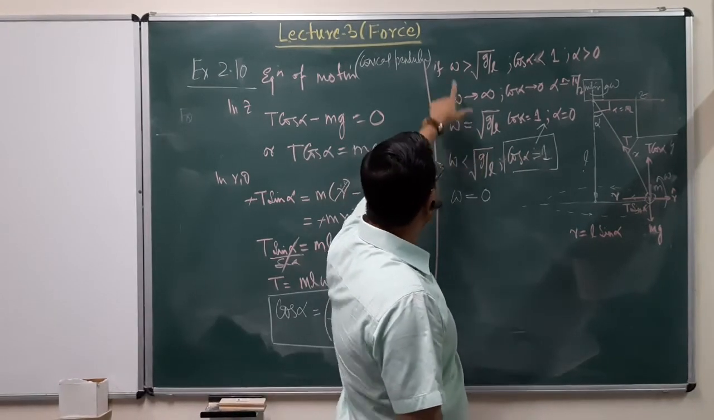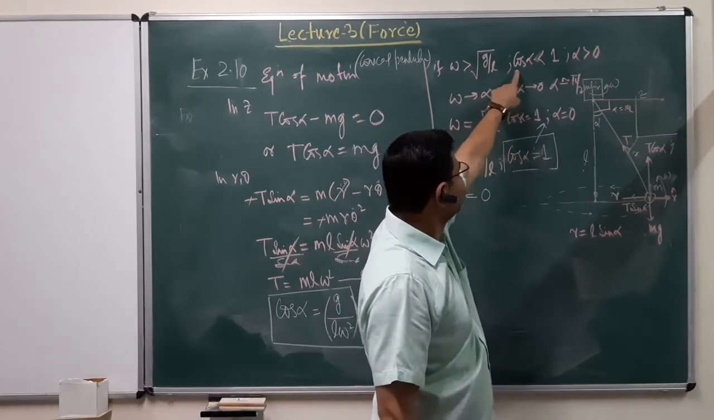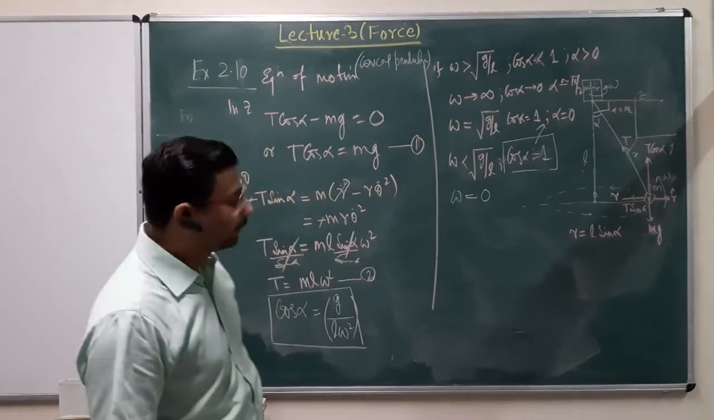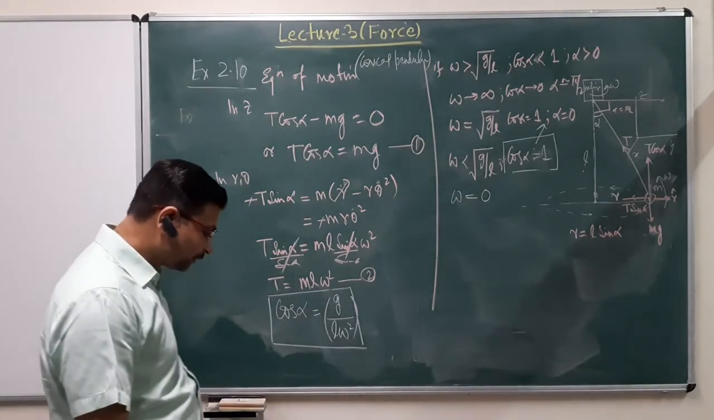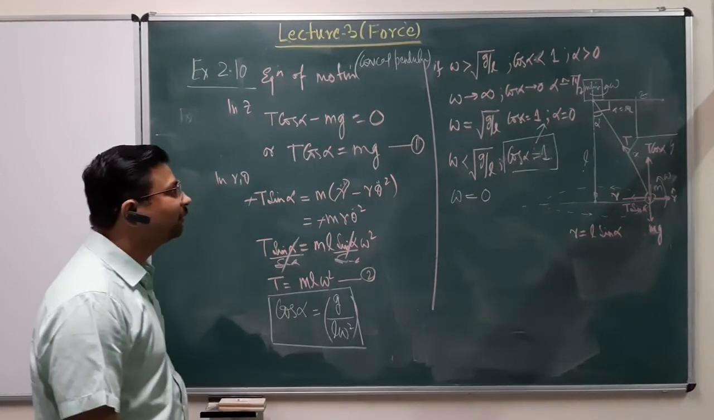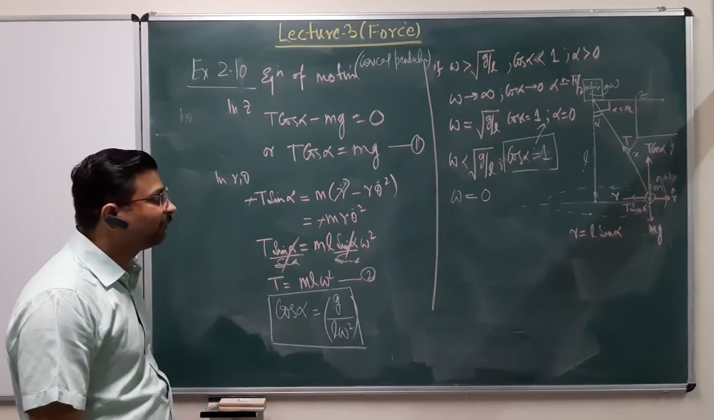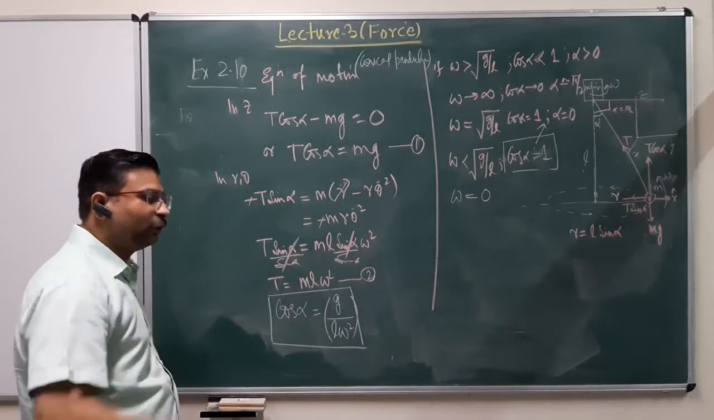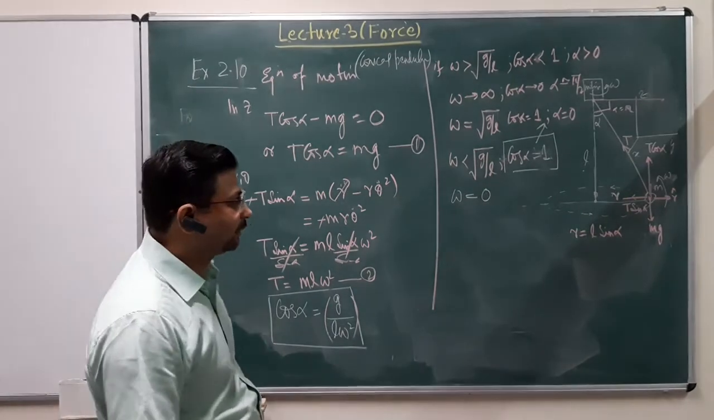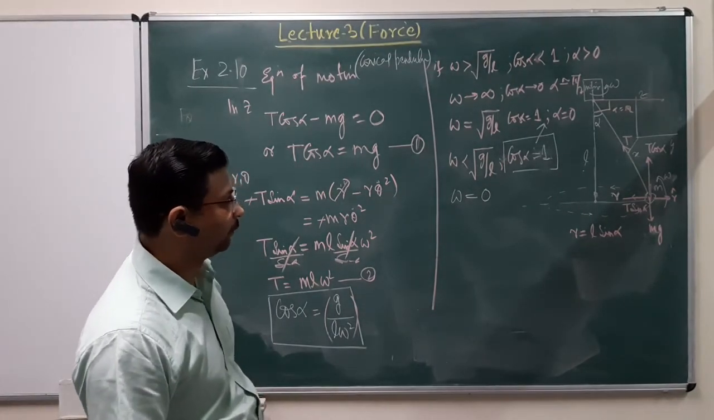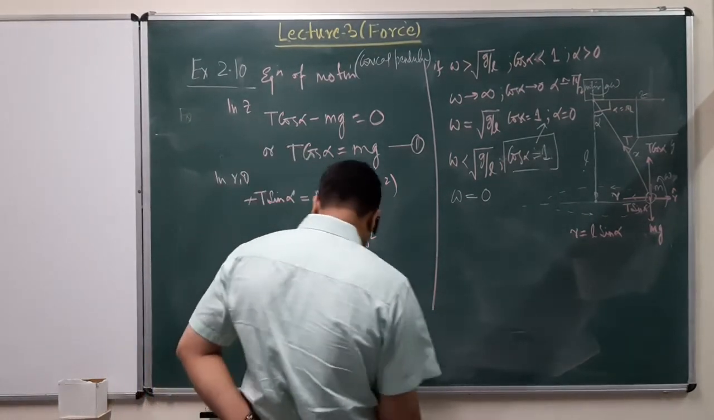However, as soon as you go beyond this, then cos alpha can have different values. Its value is bound between plus minus 1, and you will have different values of alpha. Then till omega goes to infinity, alpha will simply go from 0 to pi by 2.